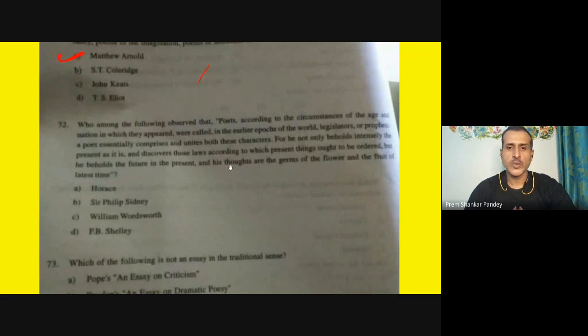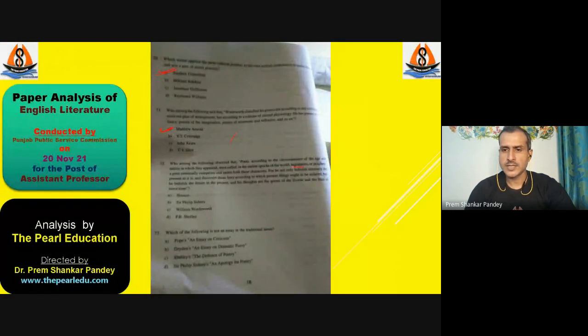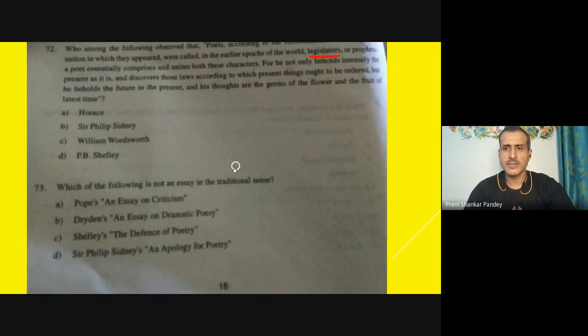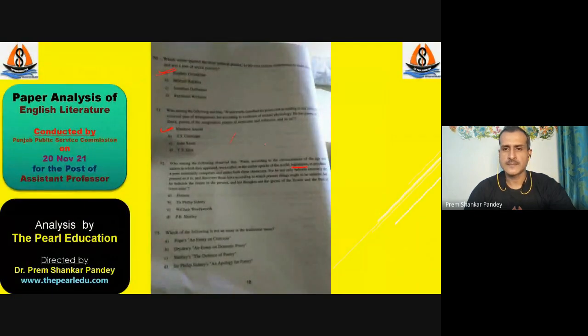Okay, the next question. Who among the following observed that poets, according to the circumstances of the age and nation in which they appeared, were called in the earlier epoch of the world legislators or prophets? The word legislator is a keyword here. The poets are unacknowledged legislators of the world. A poet essentially comprises and unites both these characters, for he not only beholds intensely the present as it is and discovers those laws according to which present things ought to be ordered, but he beholds the future in the present. Such a long quotation is given; you need to find the keywords. As I remember the keyword legislator here, P.B. Shelley says this quotation, poets are unacknowledged legislators of the world. So P.B. Shelley, A Defence of Poetry is the right answer.